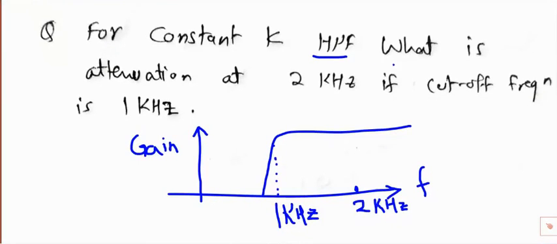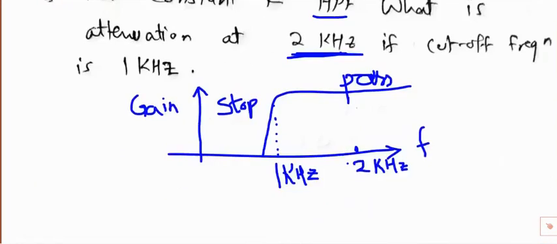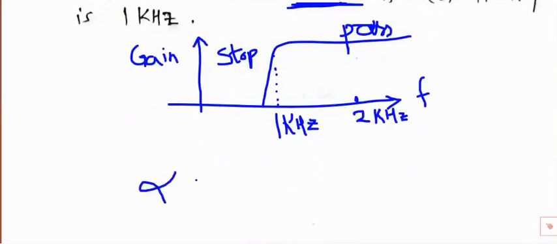So as we can see, we have to calculate attenuation at 2 kilohertz. The 2 kilohertz is present in the pass band. This is pass band and this is stop band. So the 2 kilohertz is present inside pass band. So inside pass band alpha is 0.